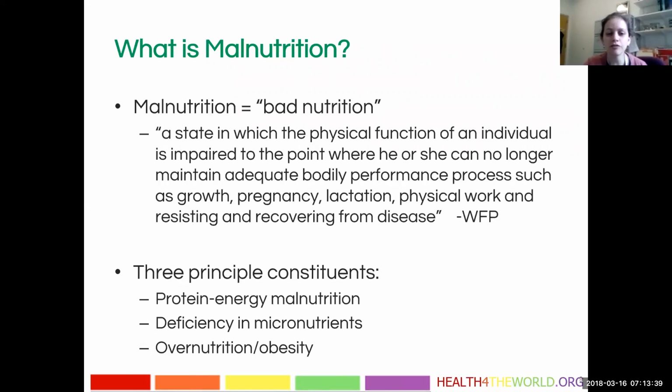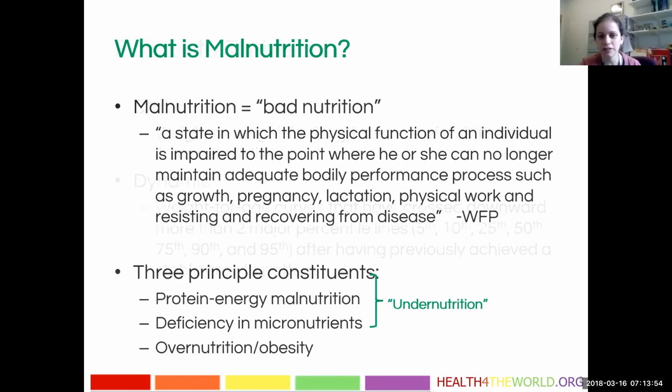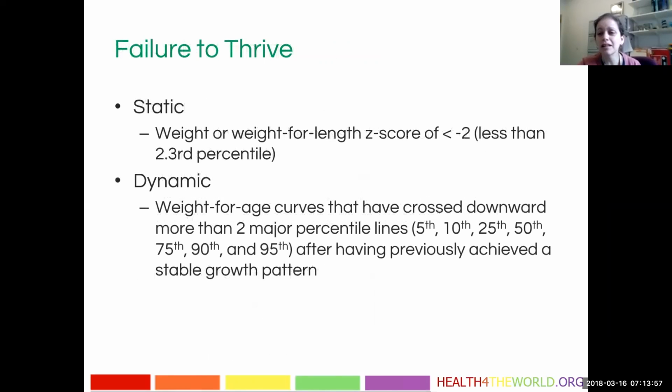The three principal constituents of malnutrition are protein energy malnutrition, deficiency in micronutrients, and overnutrition or obesity. We're really going to focus on malnutrition as underweight and micronutrient deficiency. We also call this failure to thrive, especially where I practice, and we have two definitions. One is static, which is weight or weight for length z-score of less than -2, or 2.3rd percentile, depending on whether you tend to use z-scores or percentiles, which we'll talk about, and dynamic.